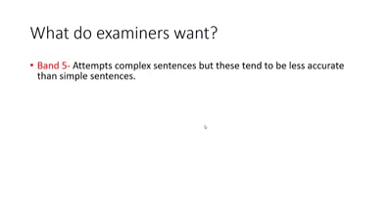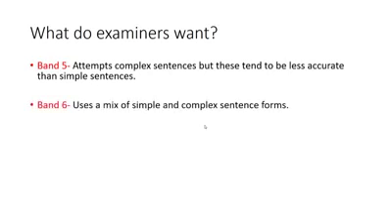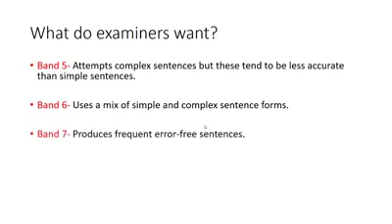Now, most of you don't have to worry about Band 5 in grammar, but you need to be aware of some of the things that they will be looking at. Band 6 uses a mix of simple and complex sentence forms. Now, you'll notice that's all they say about simple and complex sentences for Band 6. You just use them, alright? So what they're actually saying is, you have attempted to use them, but in order to get a 7 or above, you have to produce frequent error-free sentences.